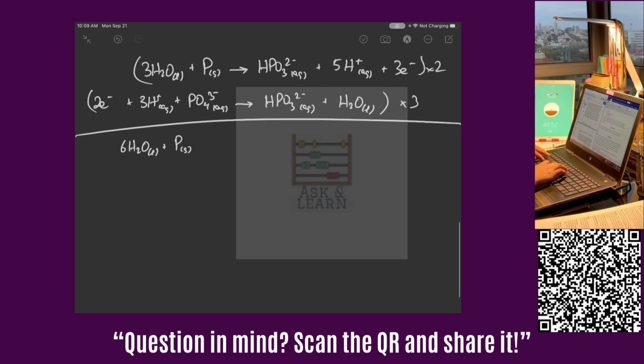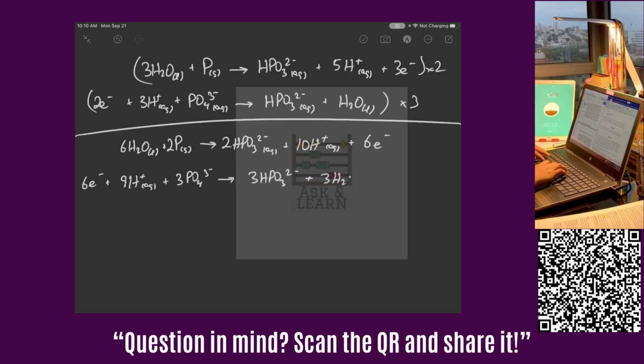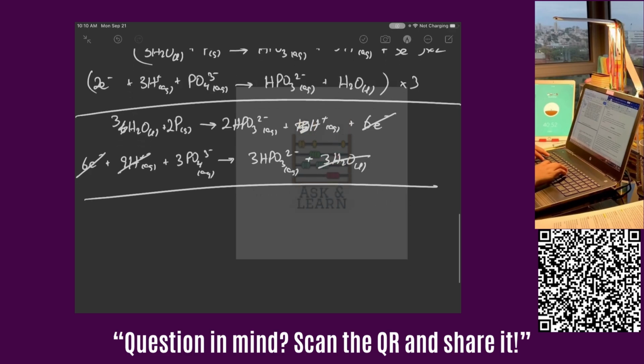6H2O, P solid to 2HPO3 2 minus, and 10H plus, and 6 electrons, times 3 for the next one, 6 electrons, add 9H plus, 3PO4 3 minus, 3HPO3 2 minus, 3H2O. 6 electrons will cancel. 3H2O will leave me with 3 on the left. 9H plus would leave me with just 1H plus.